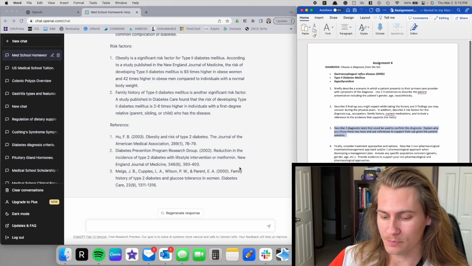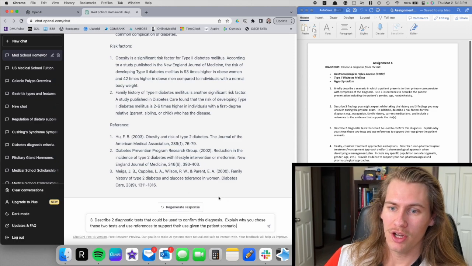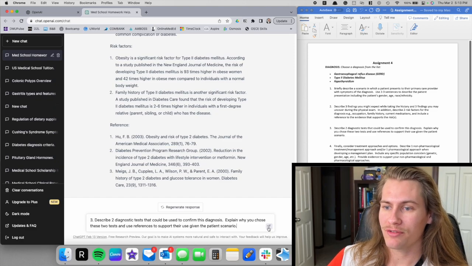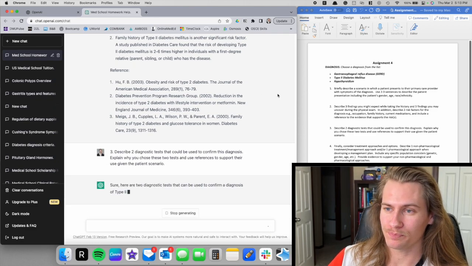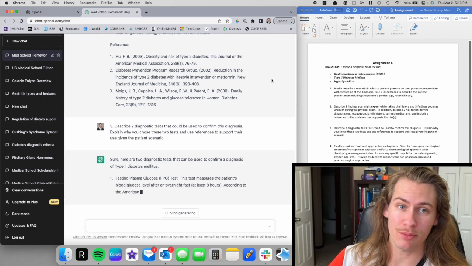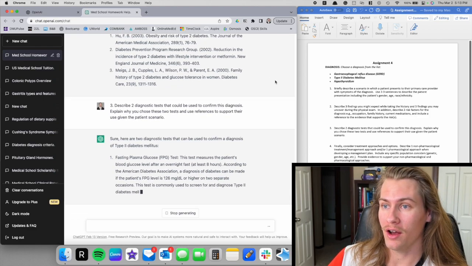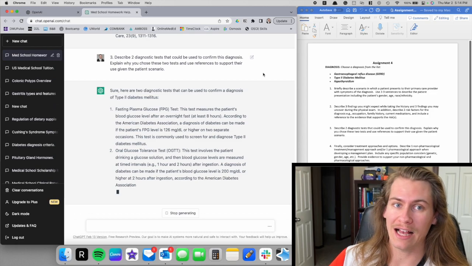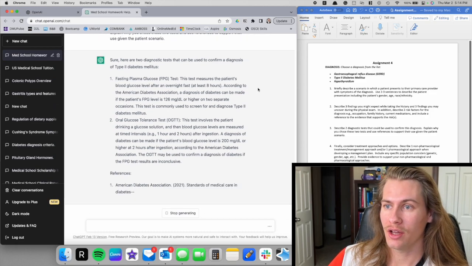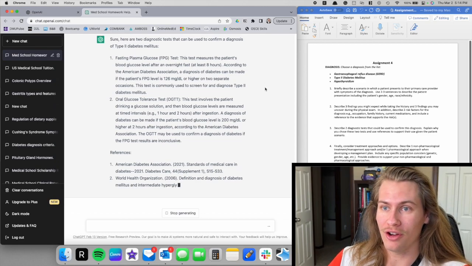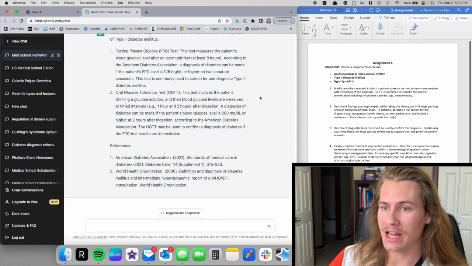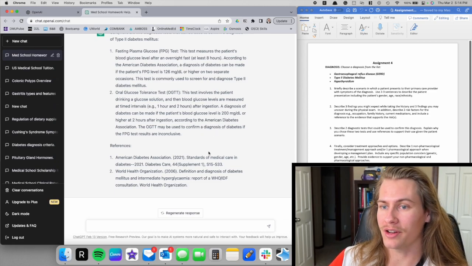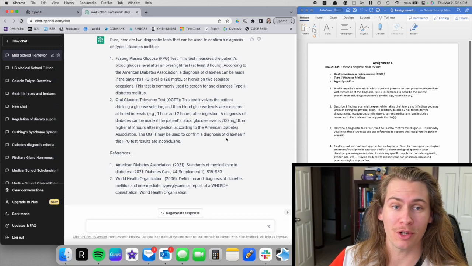Next question, we have, describe 2 diagnostic tests that could be used to confirm this diagnosis, explain why you chose those 2 tests, and use references to support their use given the patient scenario. I should also let you guys know that if you haven't been using ChatGPT or don't know anything about it, it is only trained on things up until 2021, so anything in the last year will not be included. But for the most part, for what we're doing right now, it is perfect, and it's not going to include any literature from any more recent, but just right here, the first reference is from the American Diabetes Association from 2021, so you can't really ask for much better than that.